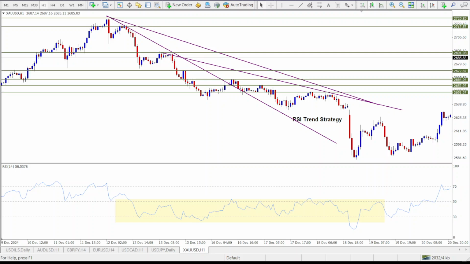I hope you now feel more confident using the RSI to spot trends and make more informed decisions. Remember, the key to success in trading is consistency and understanding the tools you are using.